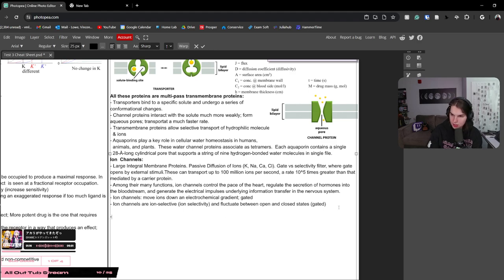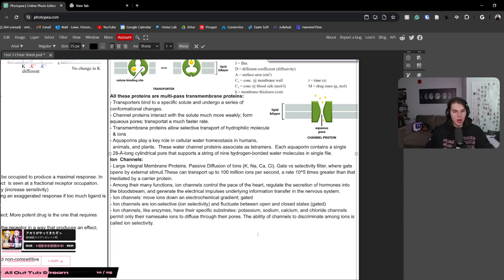You're just gonna copy and paste these over, chat. This is important stuff. So again, these are very selective, which means that a calcium channel is not going to transport potassium, and a potassium channel is not going to transport sodium, and so on and so forth. That makes sense, again, because you don't want to transport the wrong molecule.